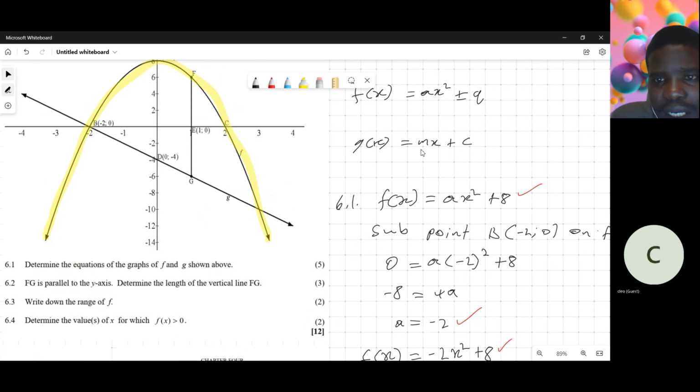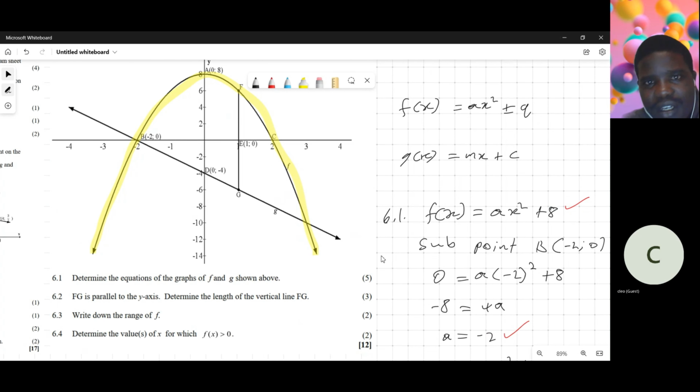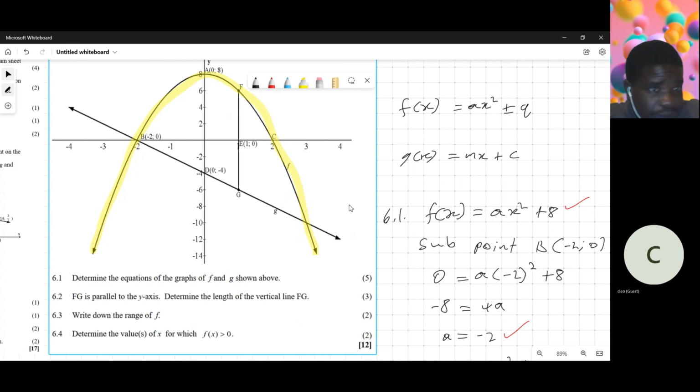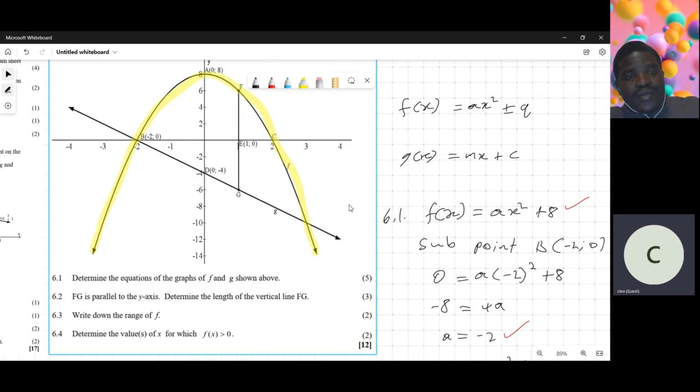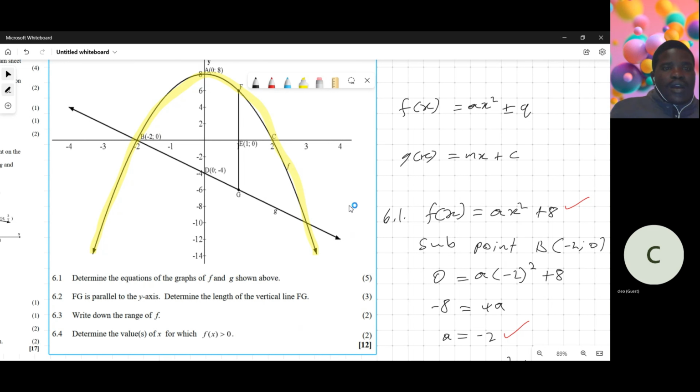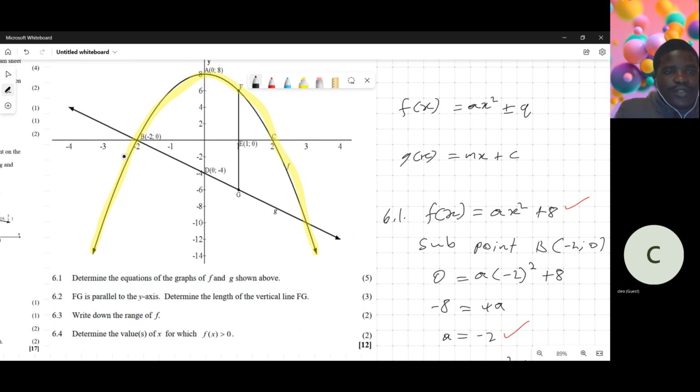In g of x, what do we see? Let's look at the gradient. Is the gradient positive or negative on g of x, on the straight line? I think it's positive. Okay, why are you saying it's positive? Because it looks like it's increasing. No. Look, this is how I see it. I'm going down. We're not climbing, we're going down.